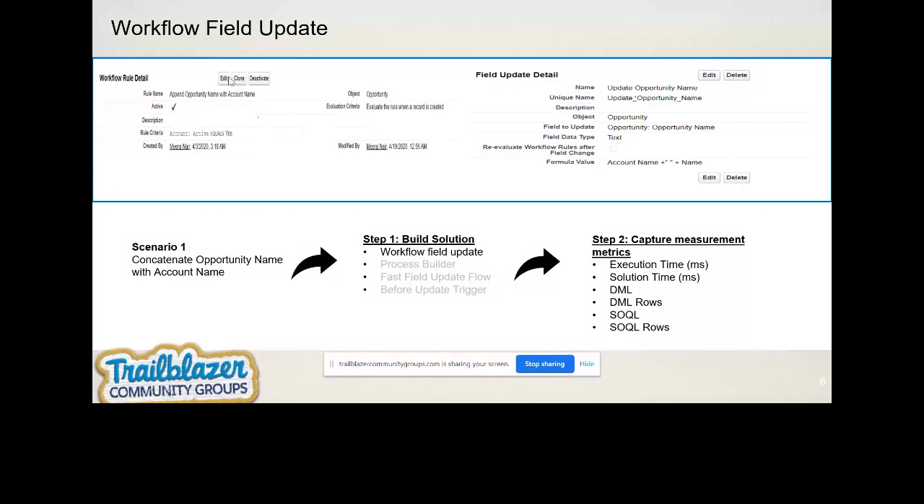Let us see the first one, which is workflow field update. I'm sure I don't need to explain this. I'm just checking if the account is active. If the account is active, I'm appending the opportunity name with the account name.